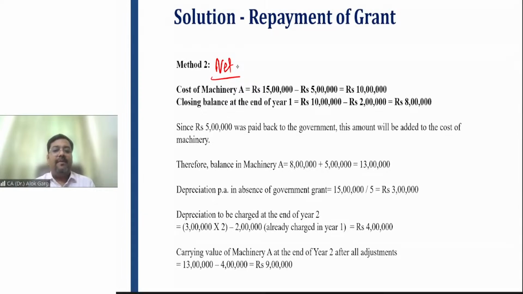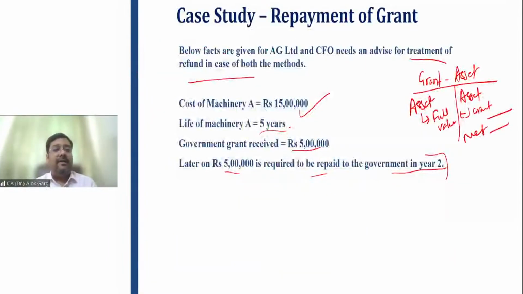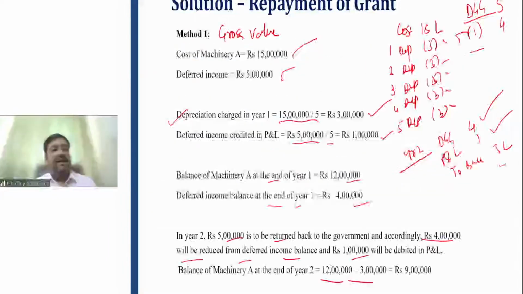I hope the first part is clear to all of you. Guys, whether the first part is clear? Is it clear? Grant related to income, is it clear? Grant related to asset, when the asset has been measured at gross value.